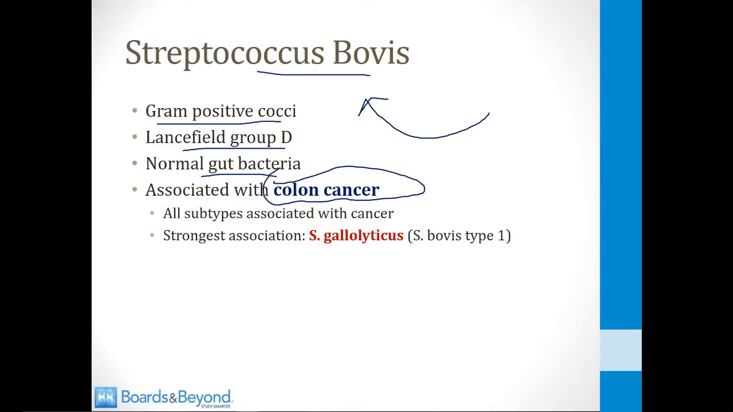Now, to make this more confusing at the med student level, recently Strep bovis was reclassified into a number of subtypes. All of the subtypes are associated with colon cancer, but the strongest association is with subtype 1, which is called Strep gallolyticus. So this is the one you might want to remember for your board exams as having the strongest association with colon cancer, although all subtypes of Strep bovis are associated with colon malignancy.